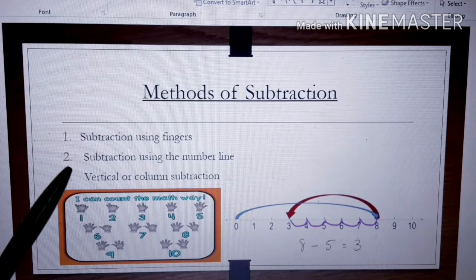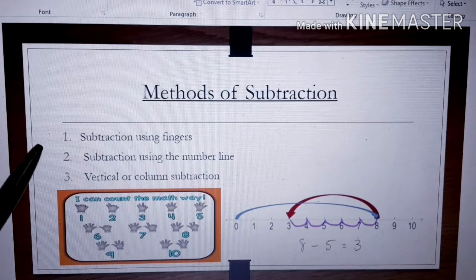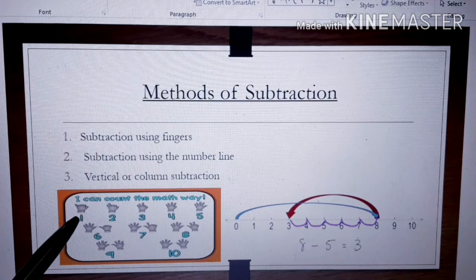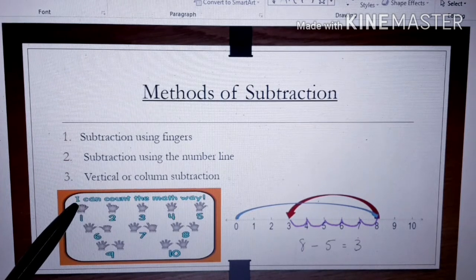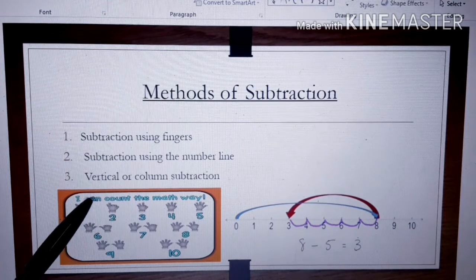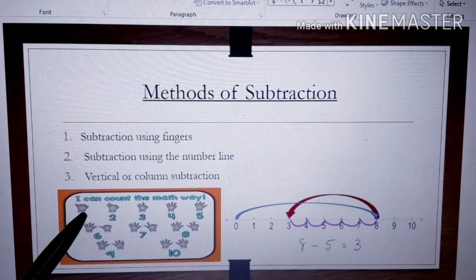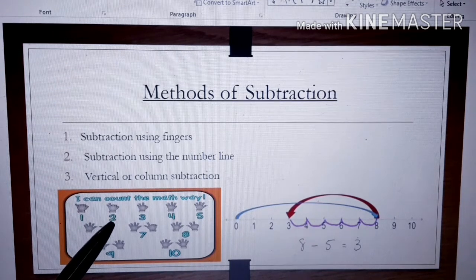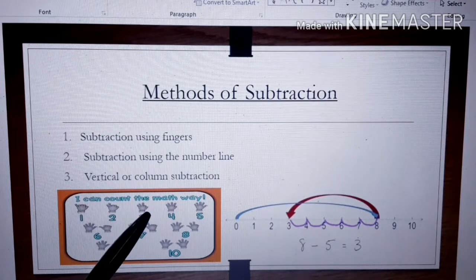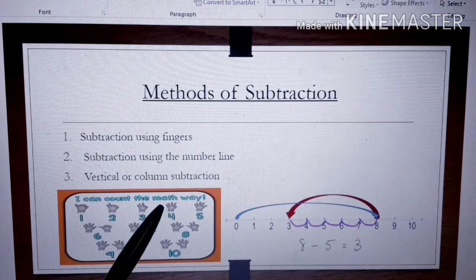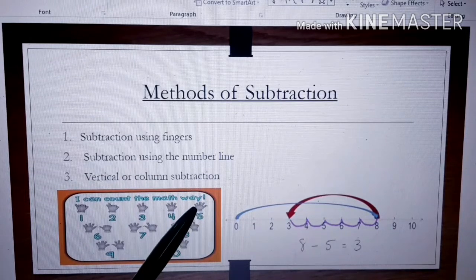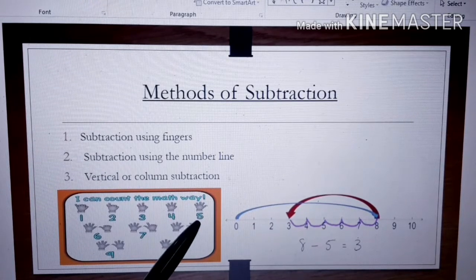Okay, now let's recall subtraction using fingers. Can you see these fingers? When you open one finger of one hand, children, then it is counted as 1. Then when you open 2 fingers, it is counted as 2. When you open 3 fingers, then it is counted as 3. When you open 4 fingers, then it is counted as 4. When you open all the fingers of one hand, it is counted as 5.